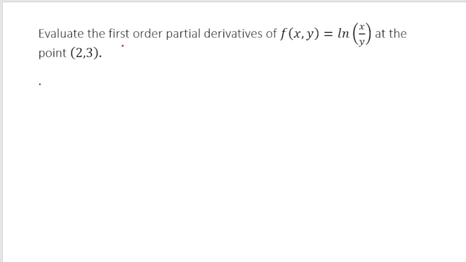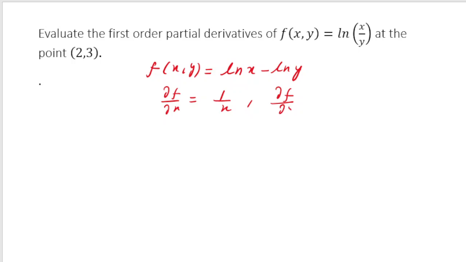Now let us take some very quick problems, these are MCQ type questions. It will not take more than 20-30 seconds to answer. So here also we have to evaluate the first order partial derivative at the point (2, 3). So the function f of x, y, and again using the property of log I can write it as ln x minus ln y. And if I ask you what is del f by del x, it will be 1 by x. And if I ask you what is del f by del y, it will be minus 1 by y.